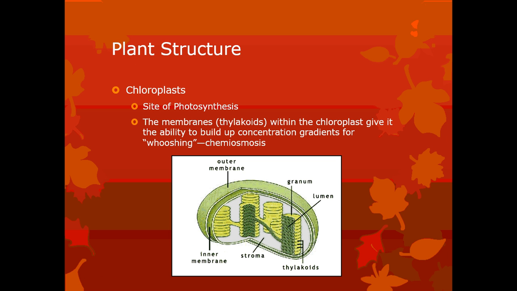The chloroplast is the site for photosynthesis. It's actually where it happens in the organelle. The membranes, the thylakoids, I think I did spell that incorrectly earlier, within the chloroplast give it the ability to build up concentration gradients for chemiosmosis.